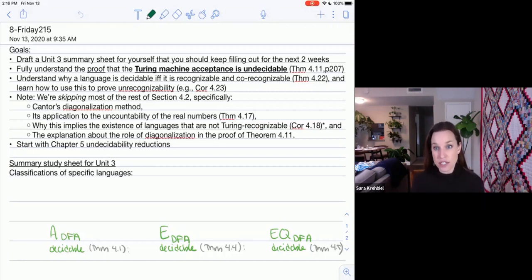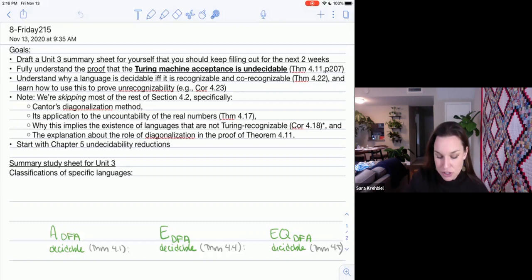The main new content goal for today is to understand our first undecidability proof. So we've talked about a DFA acceptance language and a CFG acceptance language. What we're going to see is that a Turing machine acceptance language is actually undecidable. And the way that we show that it's undecidable is something that's pretty new, and that's going to take a while to sit with. So I want you to see that as soon as possible. But let's start with the summary sheet.